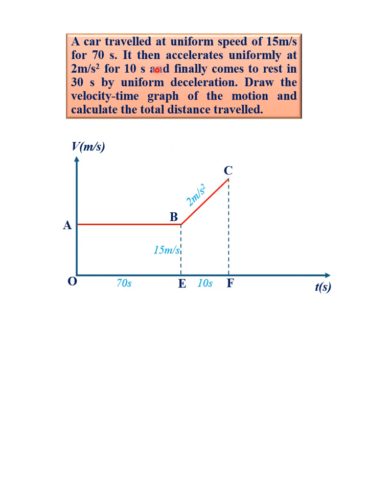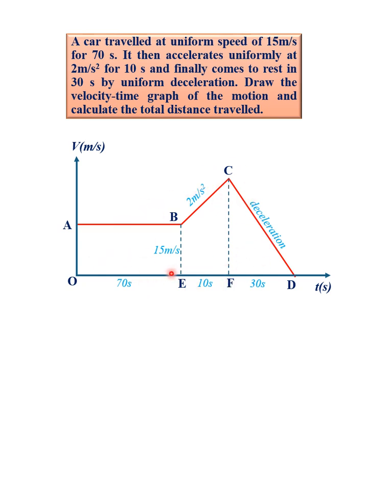And we are told that it finally comes to rest in 30 seconds. It means when it accelerated up to point C, it came to rest in 30 seconds by uniform deceleration. So it decelerates in 30 seconds and it came to rest from point C to point D. So this is the velocity time graph formed, and we are told that we should solve for the distance covered under this velocity time graph. So we are looking for the distance covered by this motion.